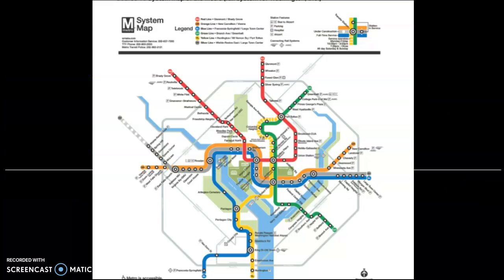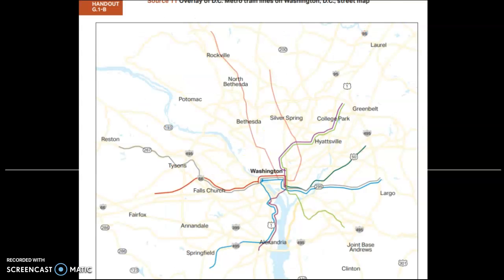Okay. In class, we're going to look at two different sources. So source 10 is the Washington, D.C. area, and it is the metro system. It is the rail system. Source 11 shows that rail system, but it also shows the street map. So we're going to be looking at the purpose of the map maker, and how information is distorted or excluded. That is all of your notes for today.